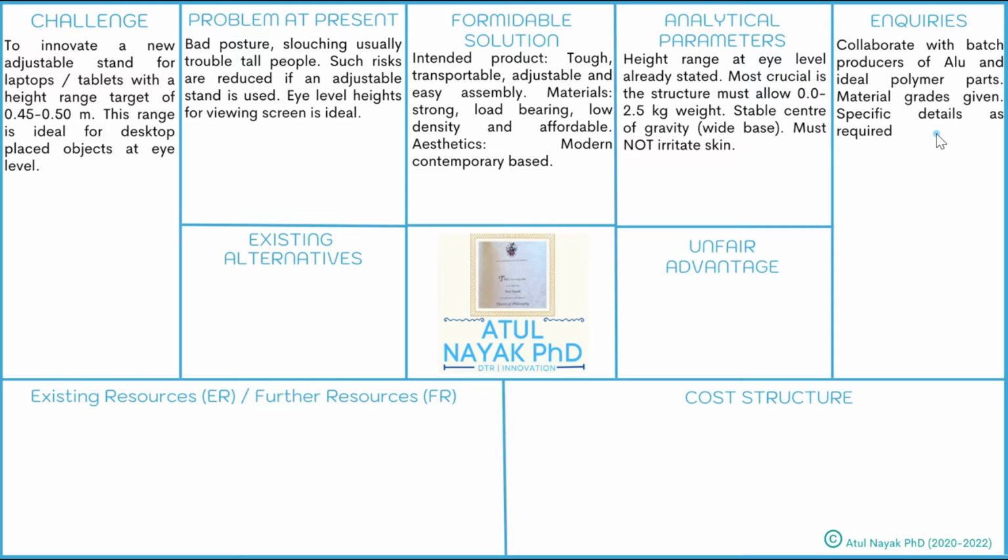So in the beginning of your project, you don't want to be spending too much money on high material grades, when of course you still need to examine the functionality of your novel prototype leading to state of the art. So in this particular project, I'll be collaborating with batch producers of aluminium and ideal polymer parts. Remember that each manufacturer is different. Some may not assist you by giving answers, so do move on to the next.